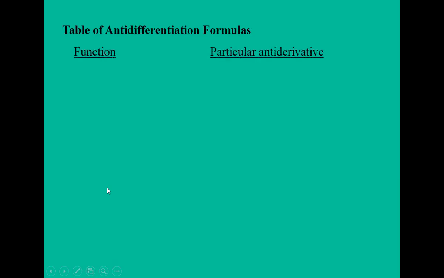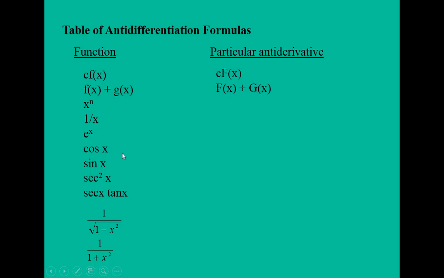Here is a table of anti-differentiation formulas. We should know these by thinking about the process of, if I take the derivative of some function and get what's listed in this first column, what function did I take the derivative of to get this? So if you thought these through, you should be able to come up with the particular antiderivative.